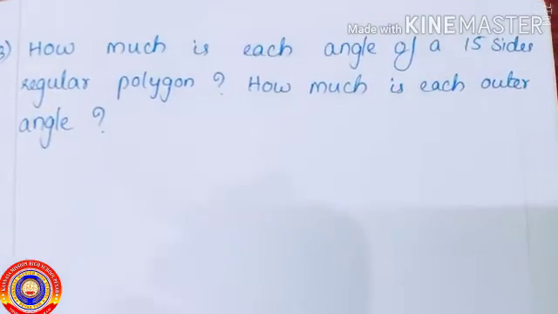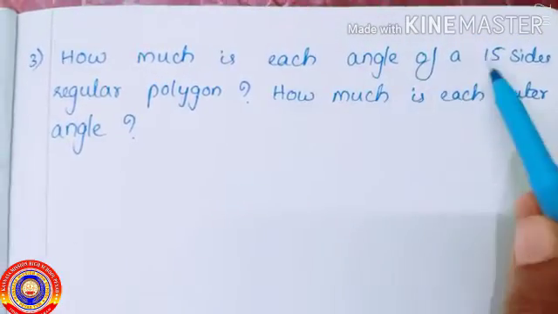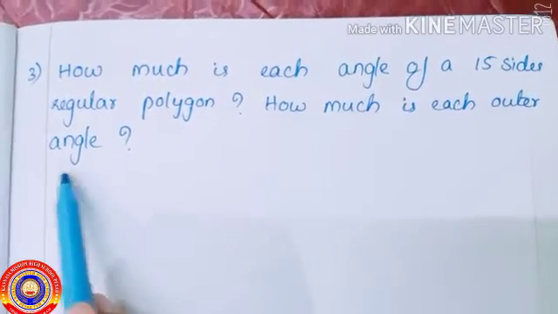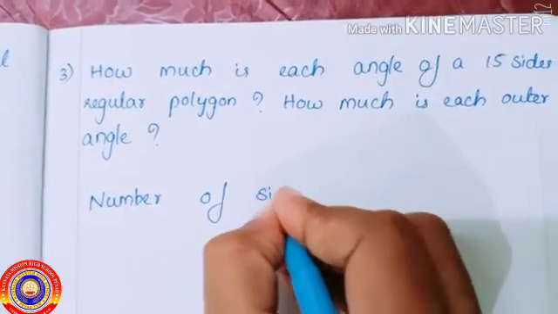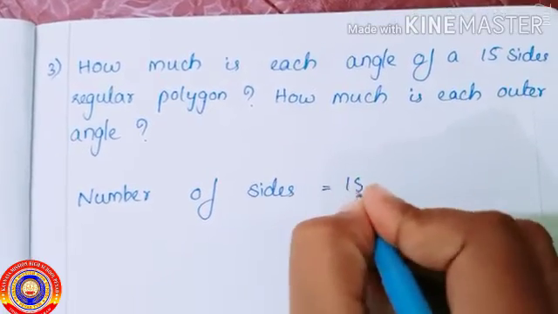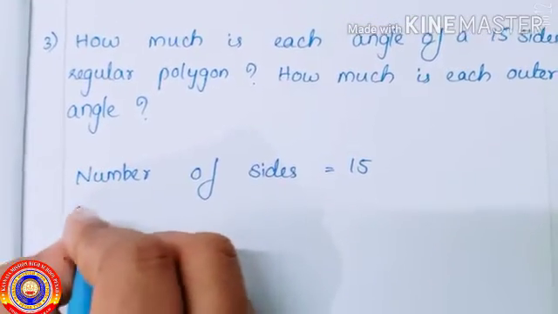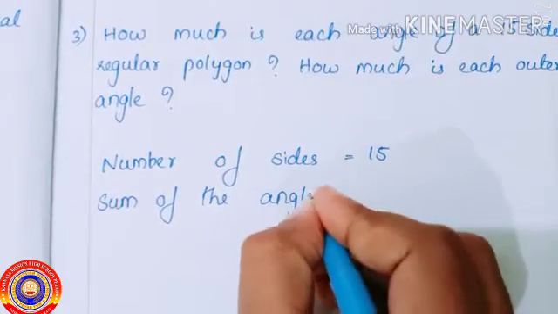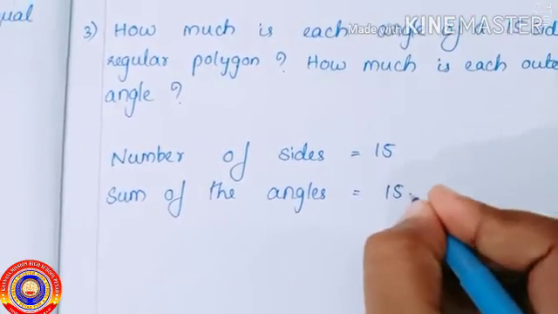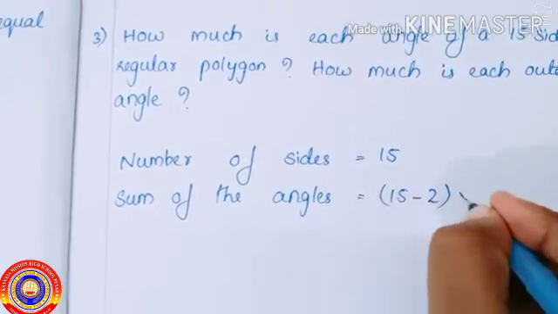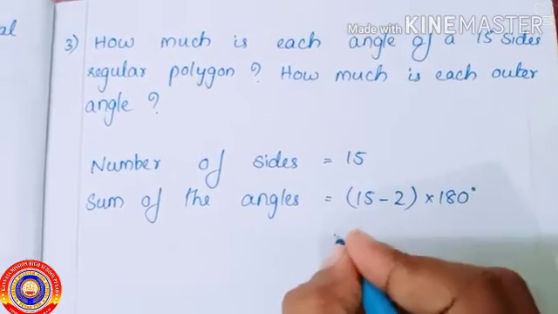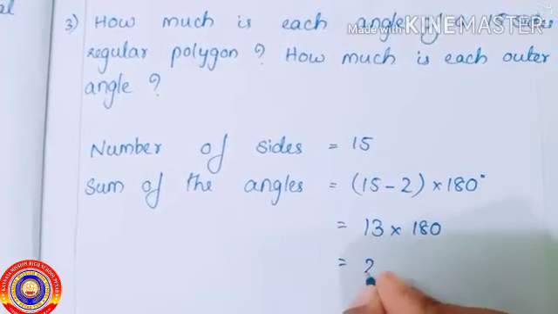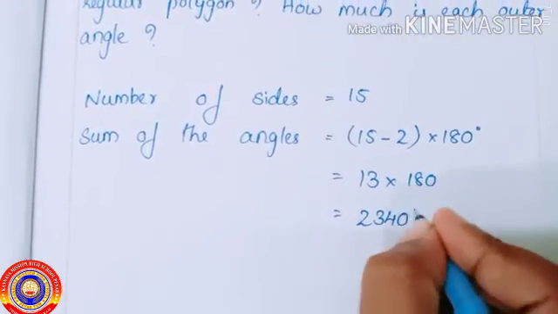Third question, how much is each angle of a 15 sides regular polygon and how much is each outer angle? The number of sides given in the question is 15. So let's find the sum of the angles. Sum of the angles is equal to (15 minus 2) into 180 degree. 15 minus 2 is 13. 13 into 180 is 2340 degree.